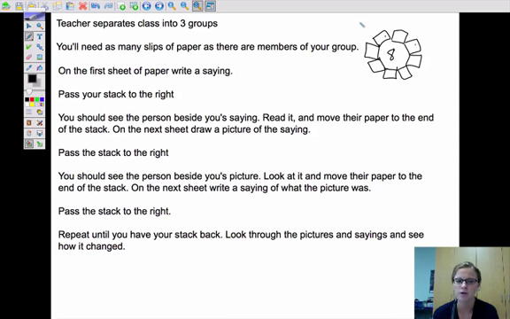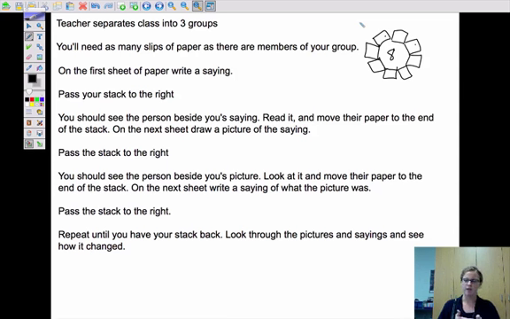So how this is going to work is you're going to have a stack of however many pieces of paper that you need. On the first sheet of paper, you are going to write a sentence. This sentence might be silly. It might be something like frogs with large toenails. It might be something true like I love volleyball, or it might be something that you just think of, okay? You're going to write that on the first slip of paper.